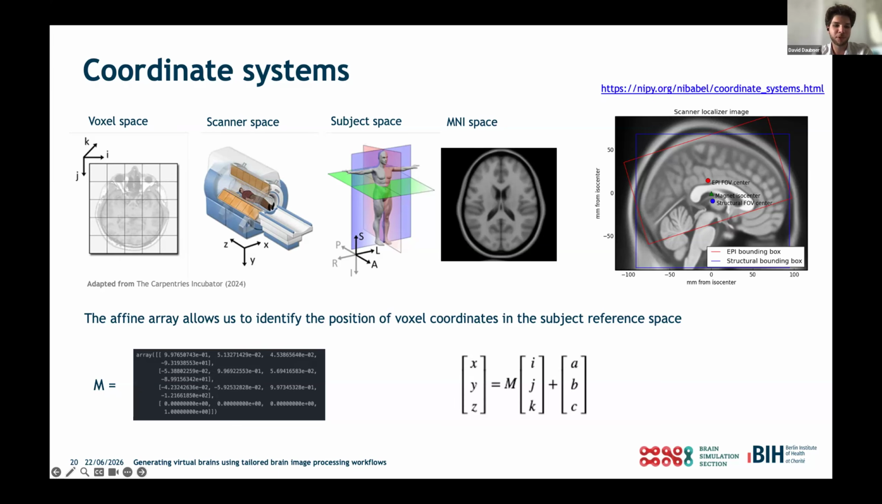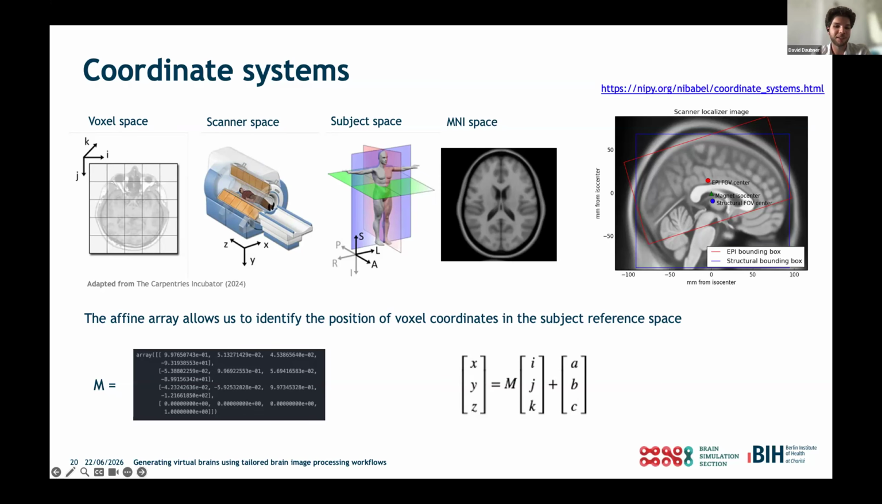And these other reference spaces are important since different modalities can capture different parts of the brain or have different orientation, as you can see in the picture on the right, where the T1 weighted image was taken with one field of view and one orientation, whereas the BOLD image was taken with a different field of view and different orientation. To be able to identify the actual location in the brain to which a voxel refers, therefore, we need to project those voxels to some common frame of reference, for example, the subject space. And the affine array is basically a matrix that describes a linear transformation that does this projection from voxel space to subject space.